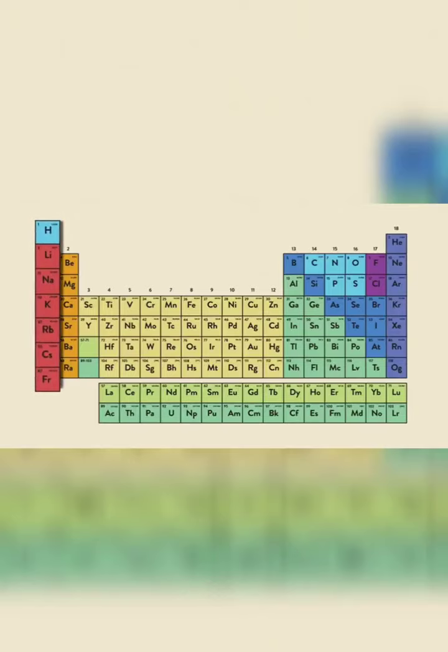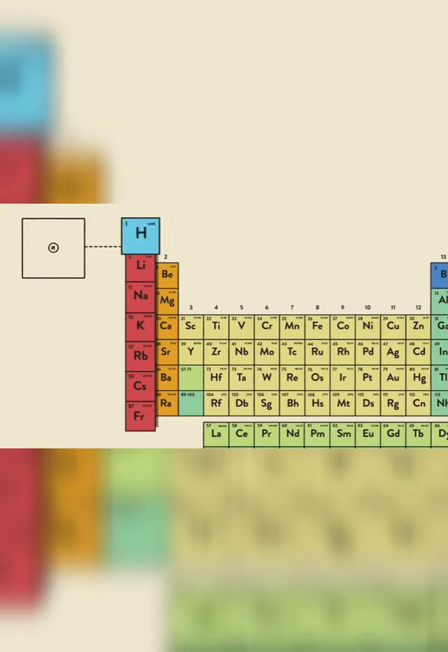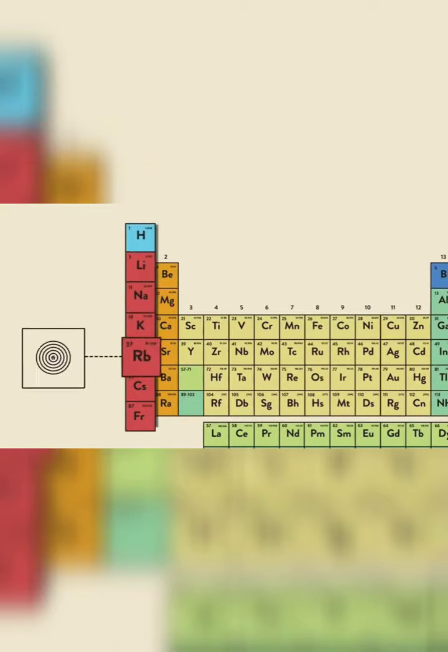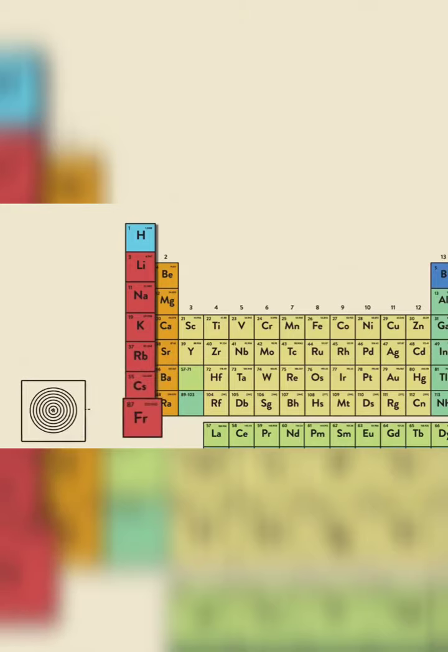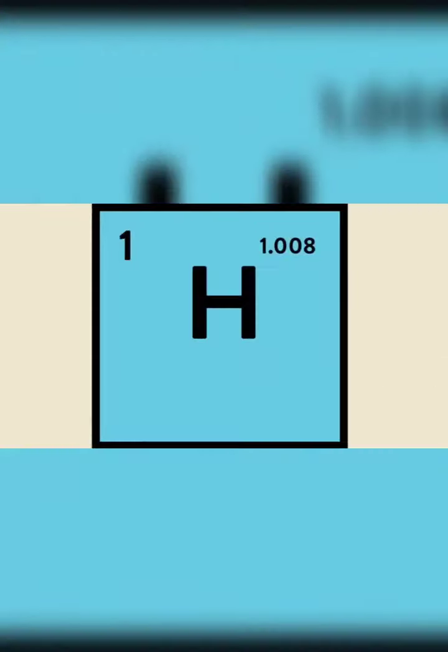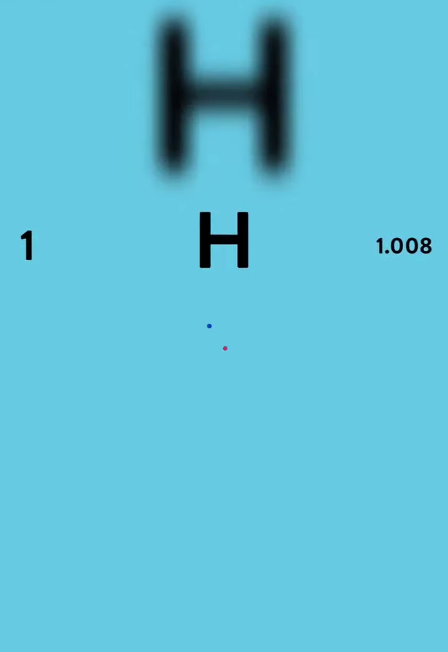Let's take a look at group trends first. As you travel down a group, you are adding electrons to energy levels that are farther away from the nucleus. All elements in group 1 have one valence electron, but different electron configurations based on their period. Hydrogen is in the first period, which means it has one electron shell. Its atomic number is 1, which means a neutral atom of hydrogen has one electron.